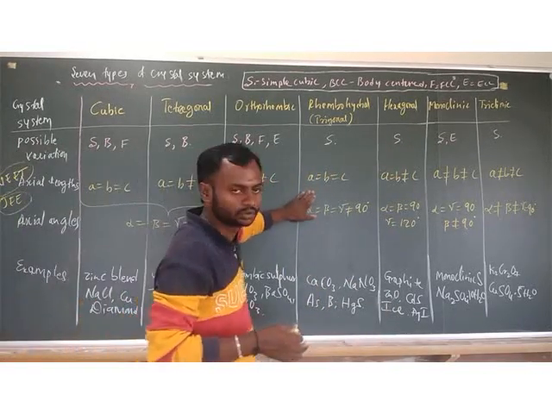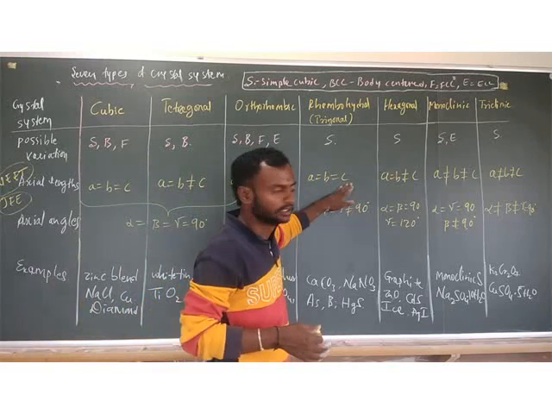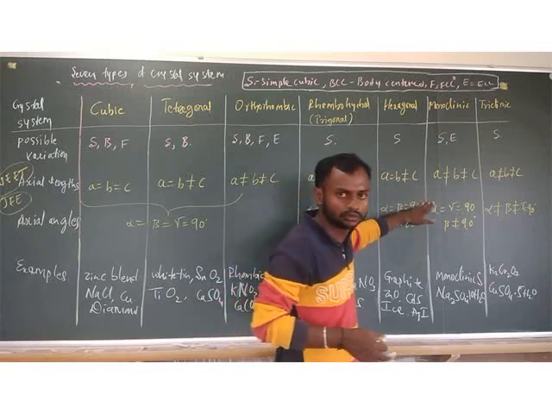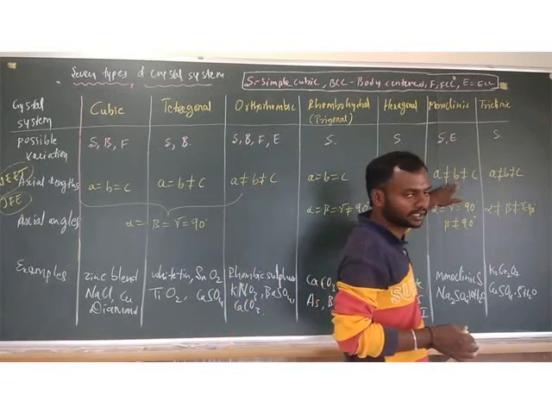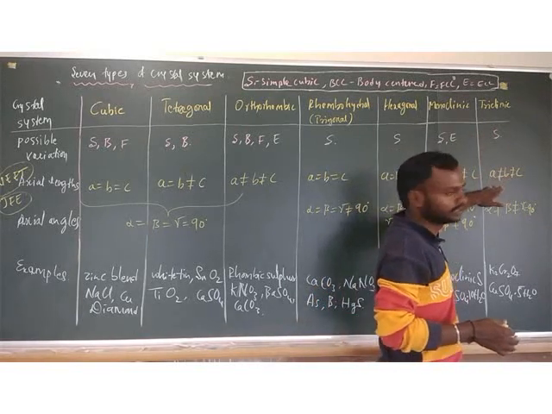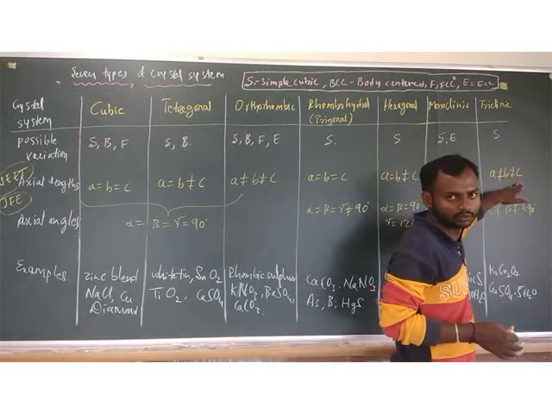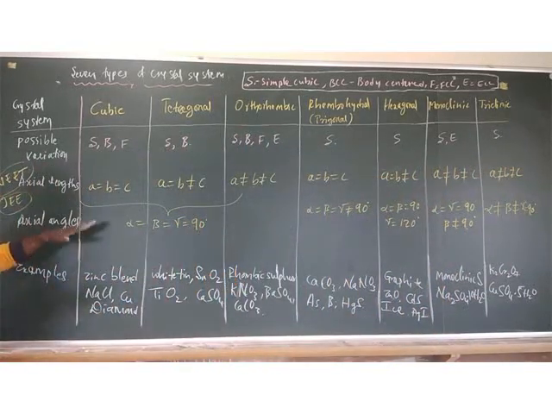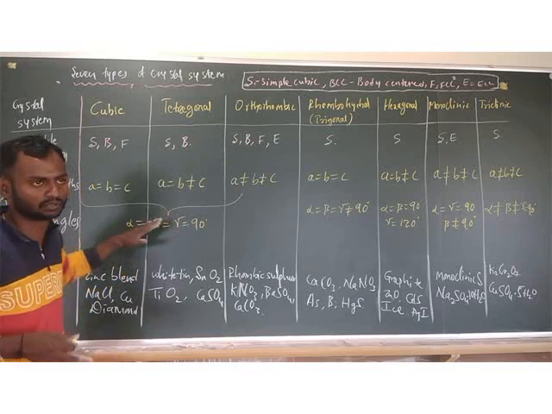First one, a equals b equals c. Hexagonal, a equals b, not equal to c. Monoclinic, a is not equal to b, is not equal to c. And in case of triclinic, a is not equal to b, is not equal to c. And axial lengths are a very easy way to remember this.